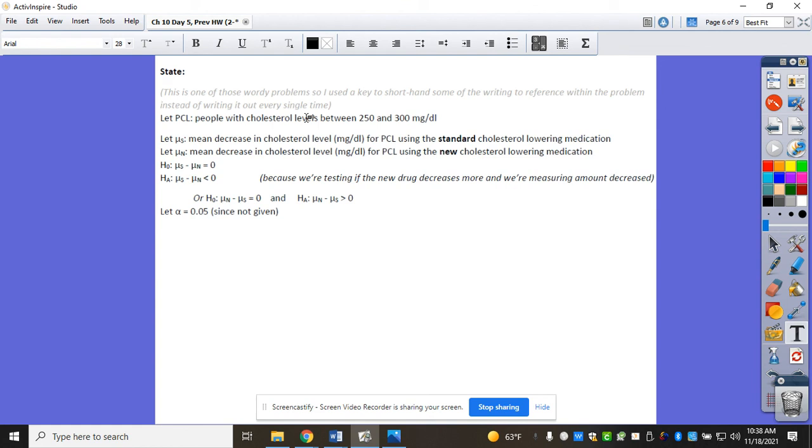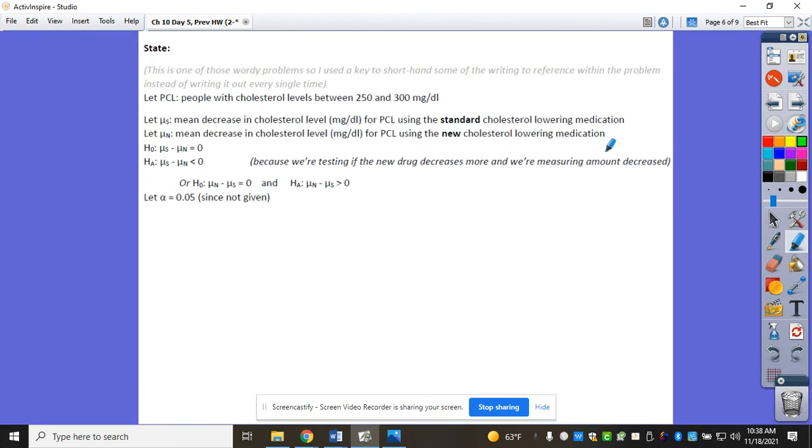So I said let mu s be the mean decrease in cholesterol level, milligrams per deciliter, for what I'm defining as people with cholesterol levels between 250 and 300 milligrams per deciliter using the standard cholesterol lowering medication. Now, it is important that it is the mean decrease in, because they did not measure what the cholesterol level was. They measured how much it decreased. So that is definitely important. If you didn't have that written there, you should. And same thing with the other one, but for the new cholesterol lowering medication.